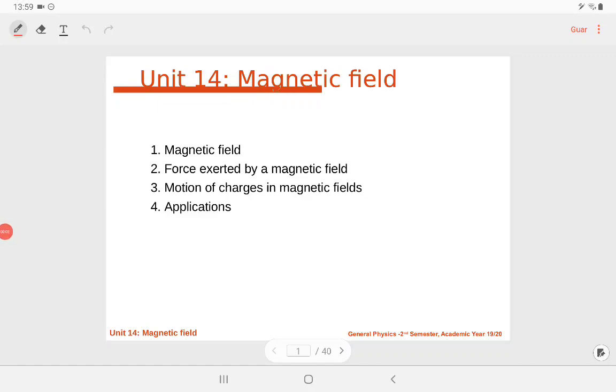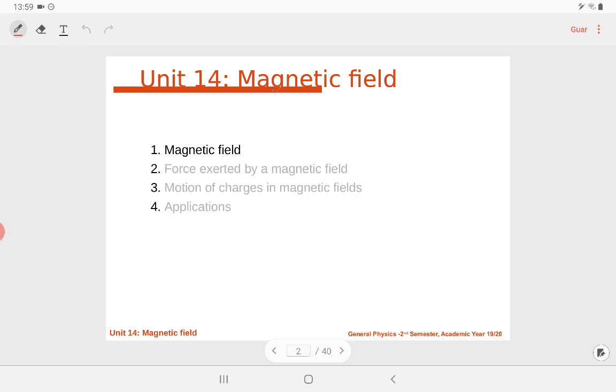In this video, we make an introduction to Unit 14, devoted to the magnetic field. We will begin in this unit to show this introduction in point 1, and then in the rest of videos you will be able to analyze what is the force exerted by a magnetic field and how this impacts the motion of charges when they are moving in a magnetic field. And last of all, we will see two applications of this motion of charges in magnetic fields, which are the velocity selector and the spectrometer of mass.